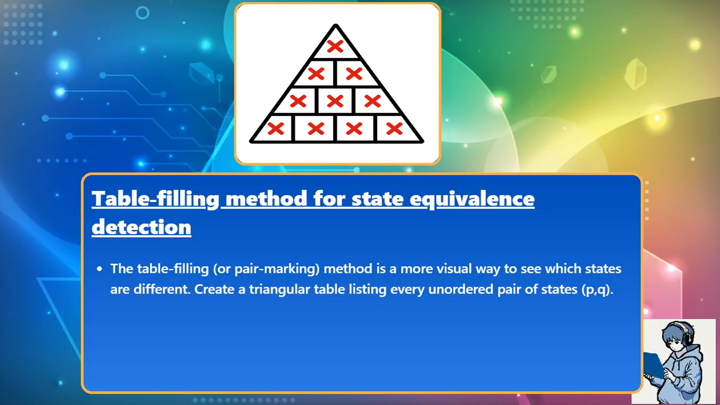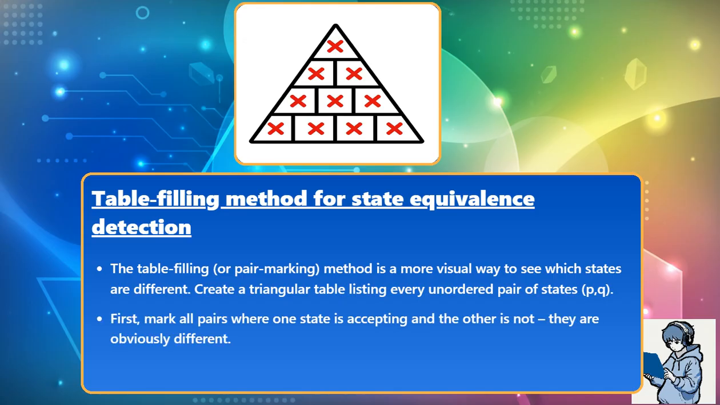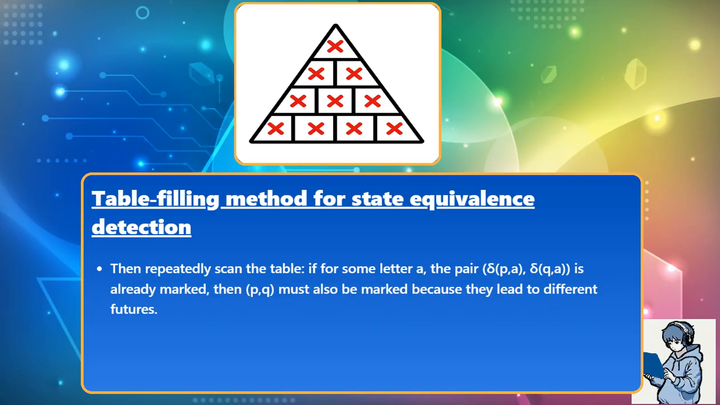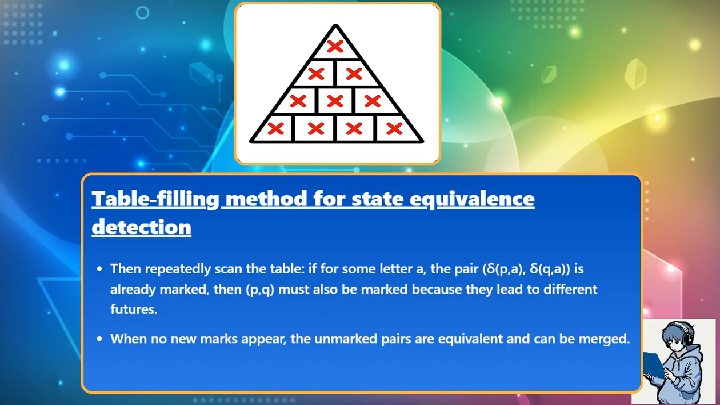The table filling or pair marking method is a more visual way to see which states are different. Create a triangular table listing every unordered pair of states P, Q. First, mark all pairs where one state is accepting and the other is not. They are obviously different. Then repeatedly scan the table. If for some letter a the pair delta of P and a, delta of Q and a is already marked, then P, Q must also be marked because they lead to different futures. When no new marks appear, the unmarked pairs are equivalent and can be merged.